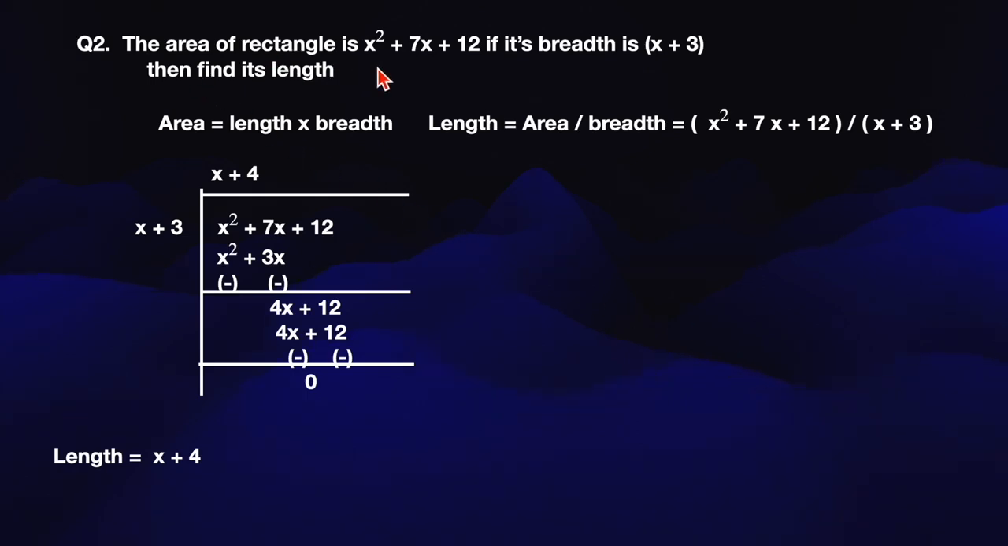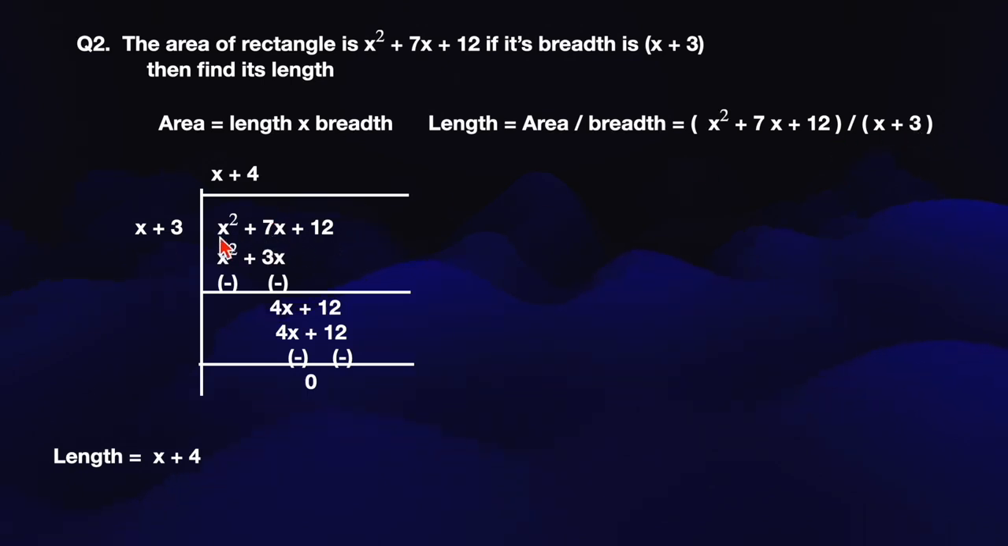Find the area of rectangle x square plus 7x plus 12 if its breadth is x plus 3. Then find its length. Okay. The area is this polynomial. The breadth is this. The length. So length is area upon breadth. So we are going to divide this polynomial by x plus 3. This is the divisor. Let's write the divisor here.